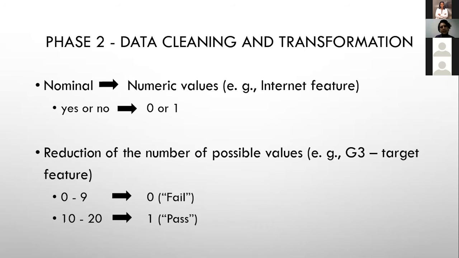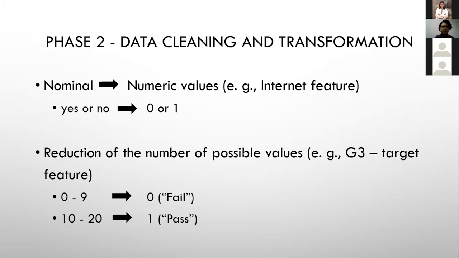0 to 9 and 10 to 20, because we saw and understood how the Portuguese system works to pass from one year to another. Now, 0 to 9 means fail, and 10 to 20 is average or above average. But anyway, the student can pass and move to the next grade.